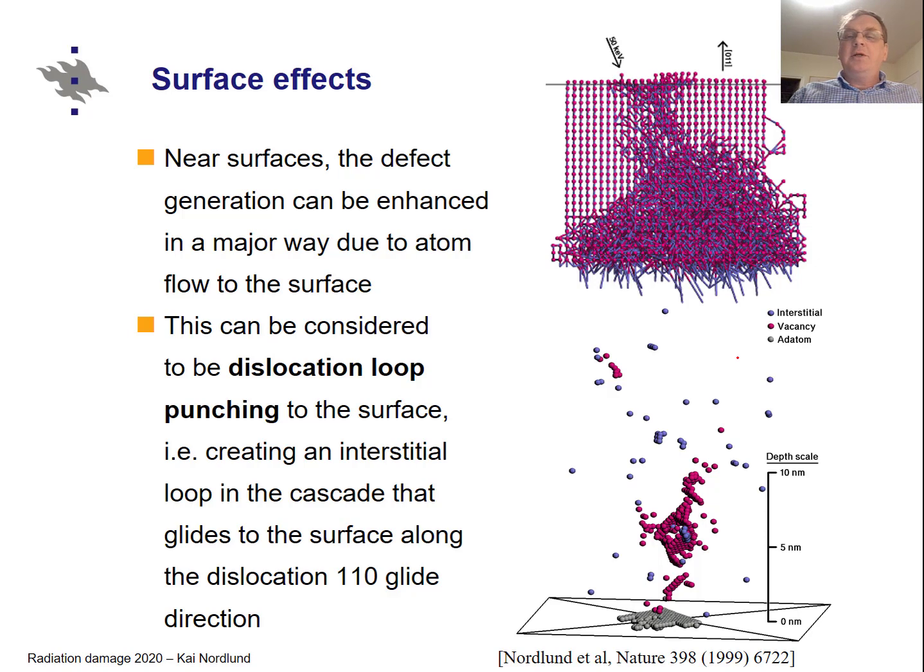One more thing worth mentioning is that when you are near surfaces, there is a flow of atoms to the surface and formation of adatom clusters like in this picture, where you formed an adatom layer, a double adatom layer. Due to atoms flowing to the surface, you have many more vacancies left behind than interstitials, and this leads to a complex vacancy-like network, which an annealing might very well turn into dislocations.